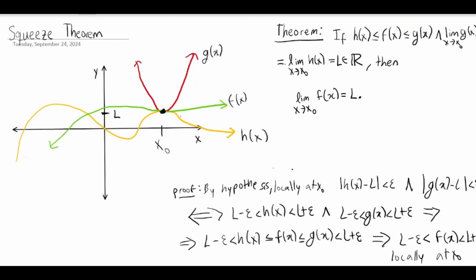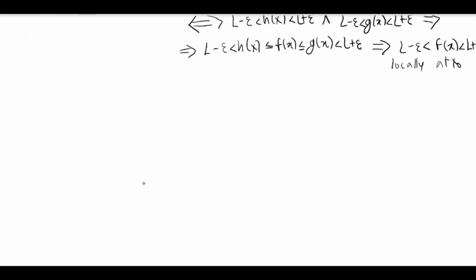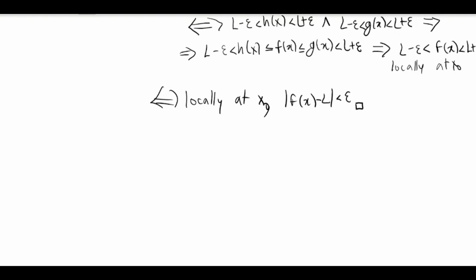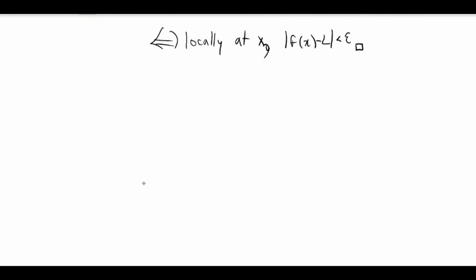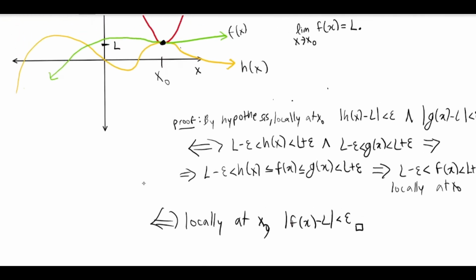at x naught. And thus we can say, what can we say? Well, we can say that since this is true, we have locally at x naught, the absolute value of f of x minus L is less than epsilon, which actually just means that the limit is equal to that by our limit definition. So we're done. We're done with our proof.